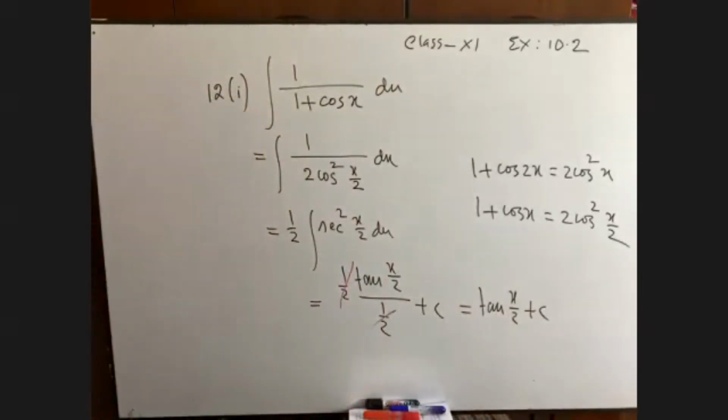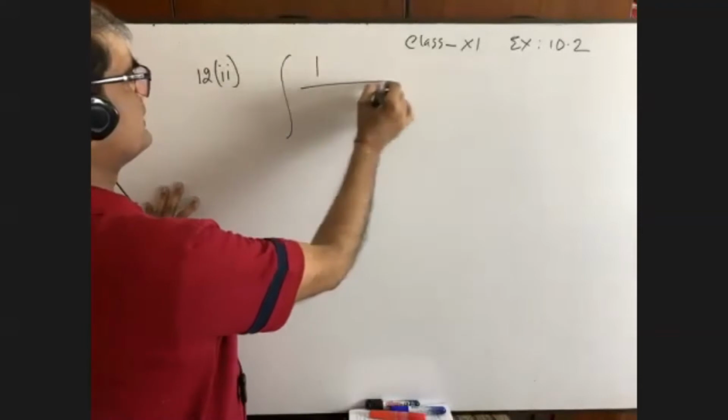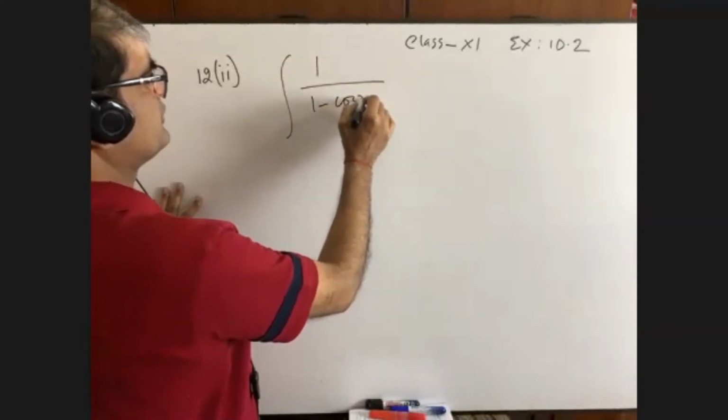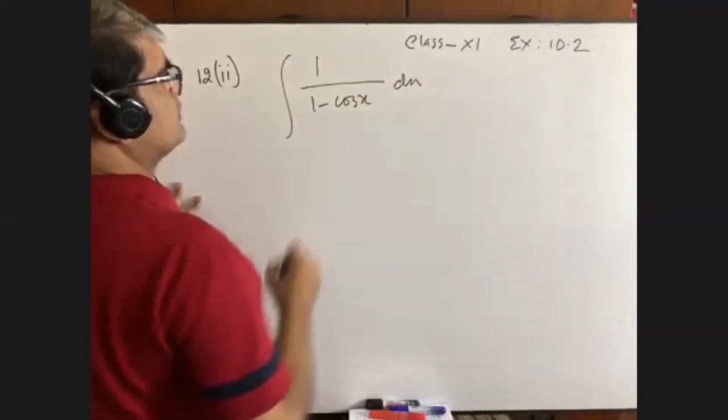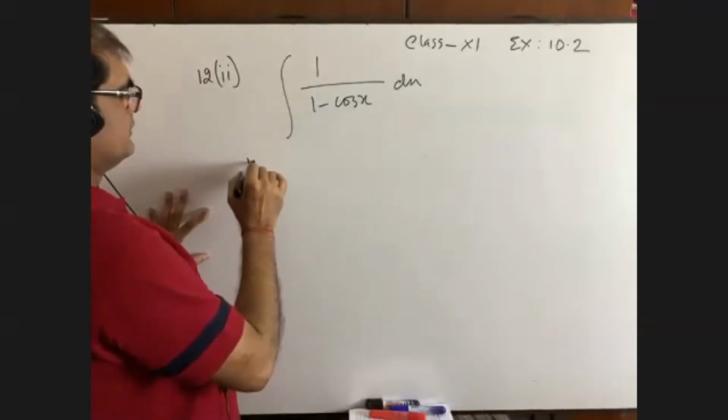Okay, I think now you can do this math. 1 by 1 minus cos x dx. Can you do it? Yes, you can.